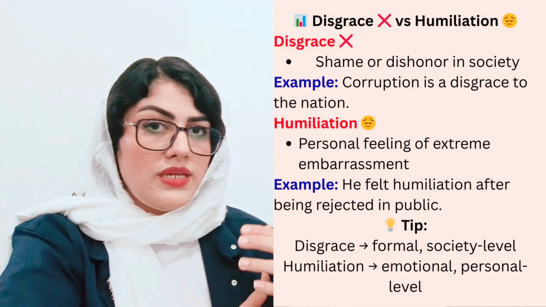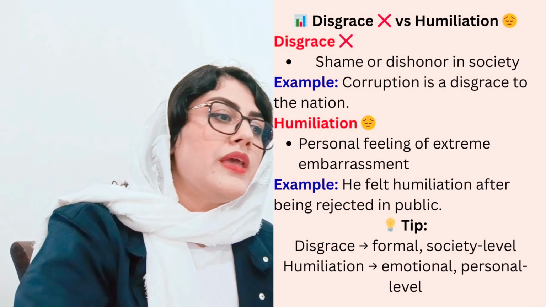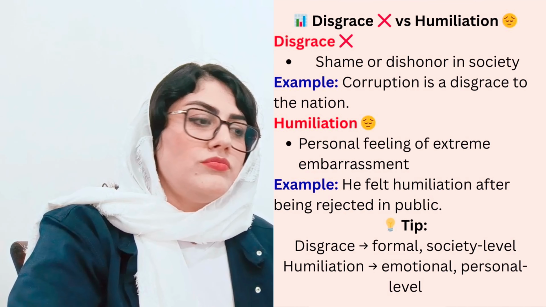Now in the sentence we saw earlier, culture is not a disgrace, but an asset of a country. The word disgrace means shame and dishonor. I mentioned it. Some students ask, can we replace it with humiliation? Disgrace with humiliation? The answer is not exactly.